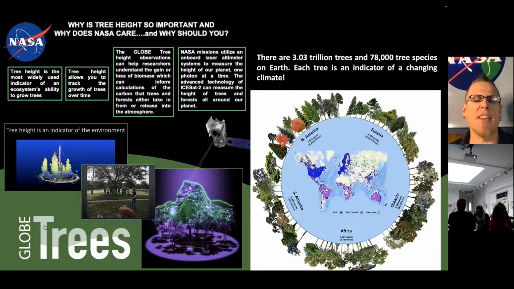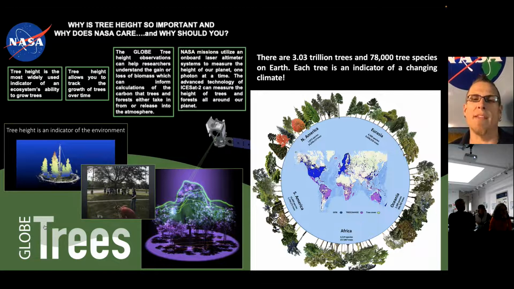Tree height also allows you to track the growth of trees over time. That's just a simple concept. You probably have a favorite tree, maybe one from your childhood or around your local park, where you've noticed that it's getting taller, or perhaps it fell, or some parts of it are dying out. By looking at tree height, you can also determine the health of a tree. With all that information combined, scientists use that data to help us understand the gain or loss of biomass, which can help us understand how much carbon is being pulled in by trees and stored from the atmosphere.